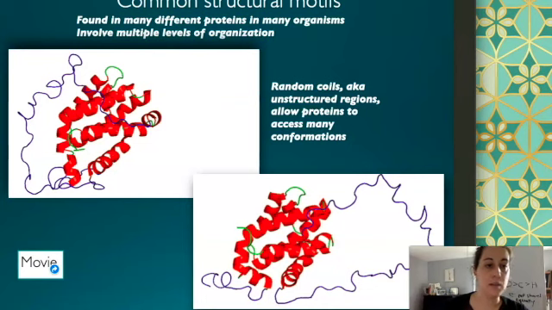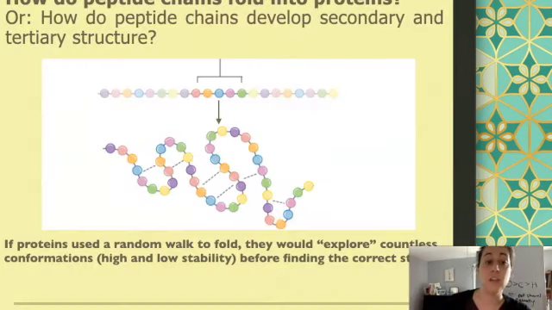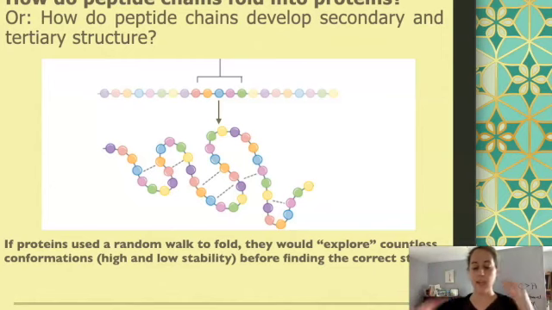Let's talk a little bit about protein folding. Protein folding happens in steps. Some scientists once theorized that proteins would just fold randomly. So you would have this long string of amino acids and it would just come into all these different conformations randomly until it settled in its correct state. We now know that's not true.